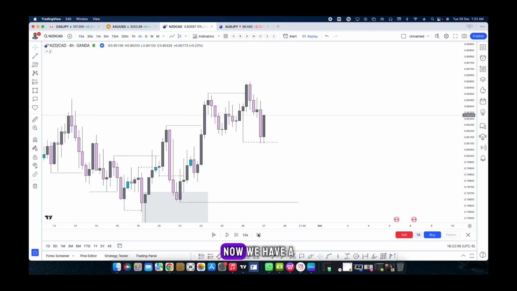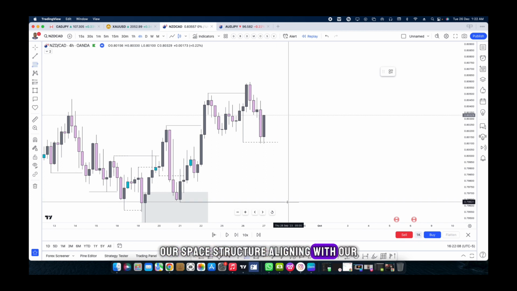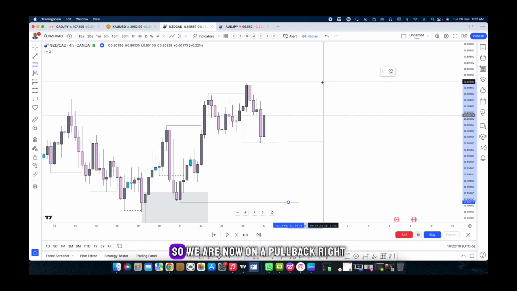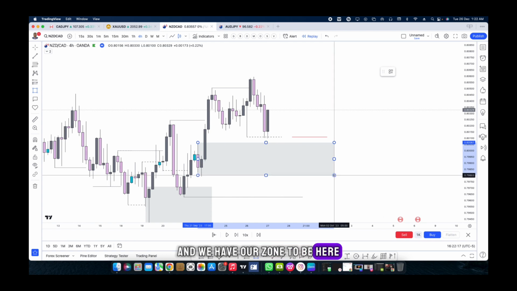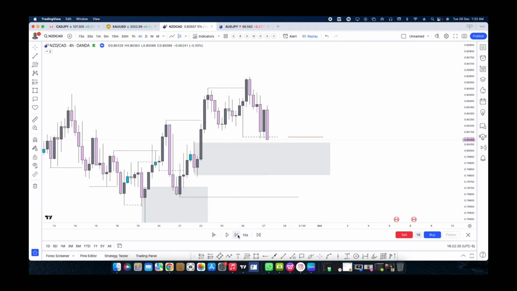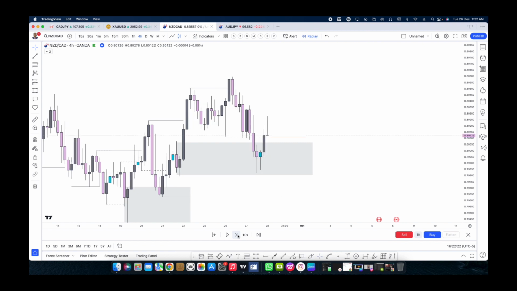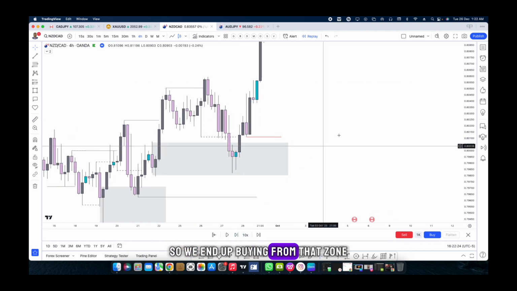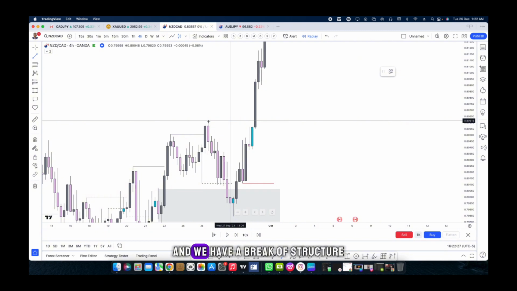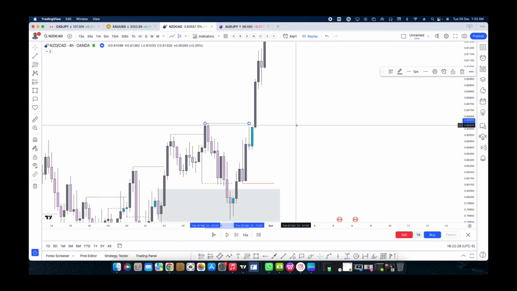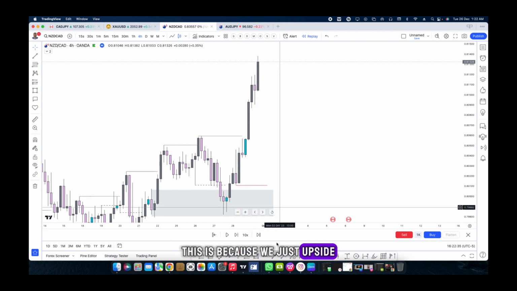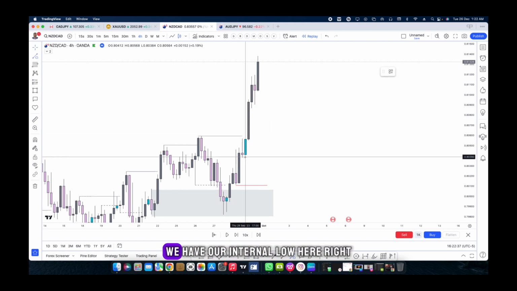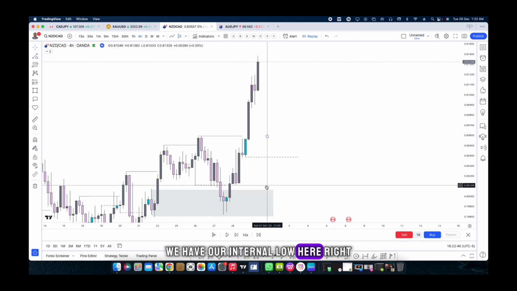So here now we have our swing structure aligning, so we are now on a pullback, right? And we have our zone to be here. This is where I'm saying a zone that an order has to be picked. So we end up buying from that zone, and we have a break of structure. All right, and trust me, this is a break of structure to the upside, and we have our internal low here, right?